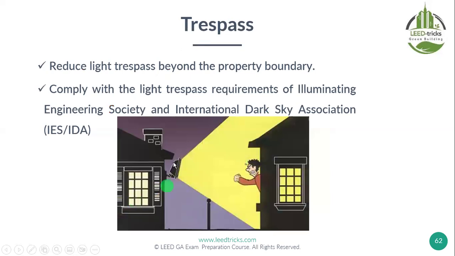What about trespass? Trespass, like what you see with this guy, is where the light is going not only here, but also to the neighbor. We call it light trespass. So you need to always calculate the light, what the light will be at your fence, especially if the neighbor is not under your control. It's another entity or another management. So you don't need to disturb your neighbors. You need to comply with the IES, Illuminating Engineering Society standard, and IDA, International Dark Sky Association. Remember this standard very well.